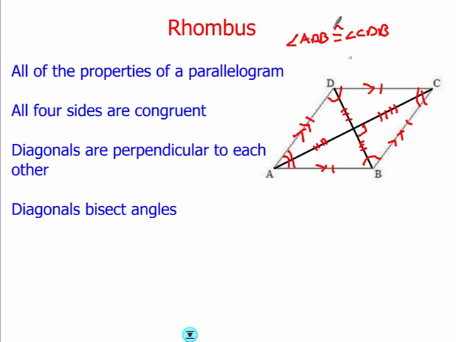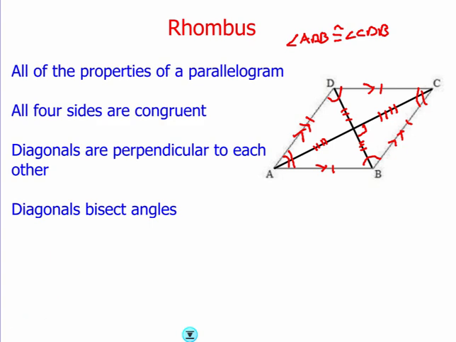So these are our properties of rhombi, rhombi being the plural of rhombus. Okay, all the properties of a parallelogram, all four sides are congruent, diagonals are perpendicular to each other, and the diagonals bisect the angles.